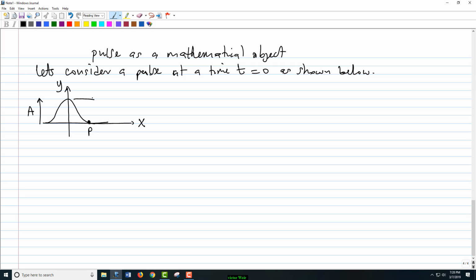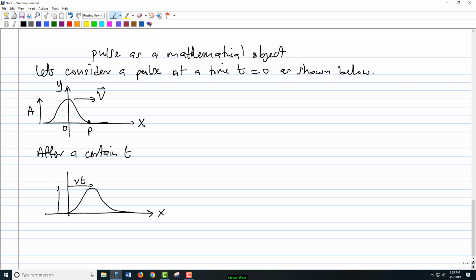The pulse is propagating with a velocity v to the right. This velocity is a vector, of course. This is the origin. After a certain time t, the pulse would have moved a little bit to the right, so I'll draw this again. So the distance that the pulse would travel would be v times t. Again, the amplitude is the same, A, and that point P is now somewhere up here on the pulse.